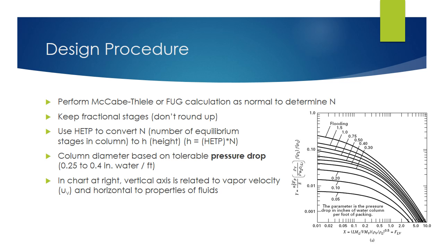So if we think about a design procedure for a packed column, we would begin by doing a McCabe-Thiele diagram or a Fenske-Underwood-Gilliland correlation, or using the Kremser equations.